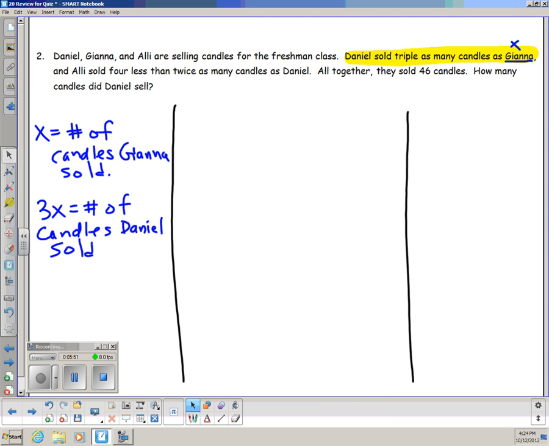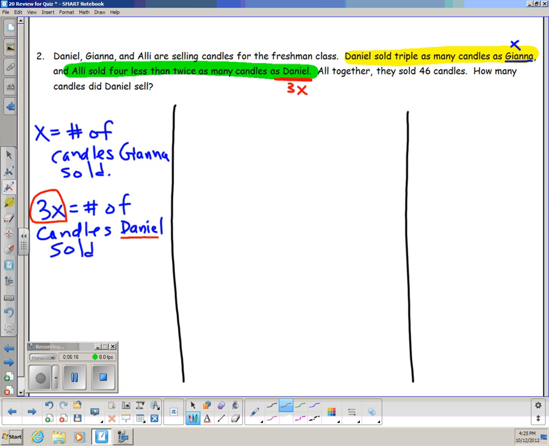Then it says, if we keep reading, and Allie sold 4 less than twice as many candles as Daniel. Now, the confusion here is some people think, well, then Daniel should become X. But we already assigned X to Gianna's number of candles, and we already assigned 3X to Daniel's number of candles. So right now, I want to think of Daniel as 3X. Allie sold 4 less than twice 3X. 4 less than needs to get translated backwards, so I'm going to subtract 4 at the end.